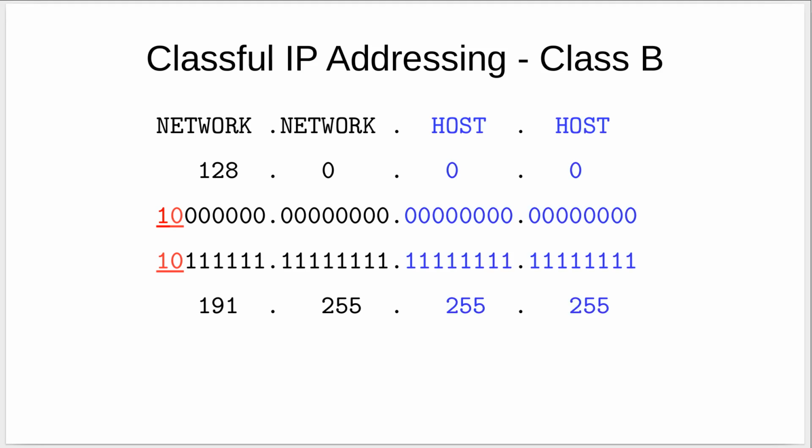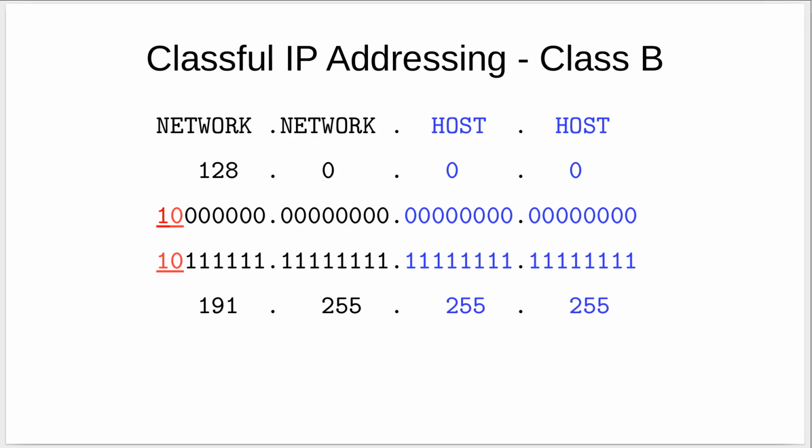So what does a Class B address mean? Well, with a Class B address, the first 2 octets are now the network, therefore there are a lot more networks available, and the remaining 2 octets are for hosts, therefore there will be fewer hosts.